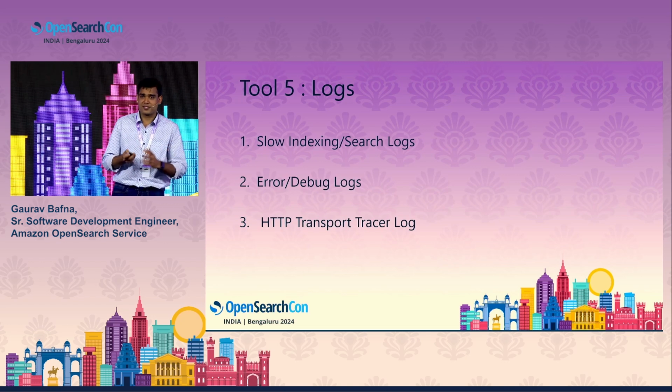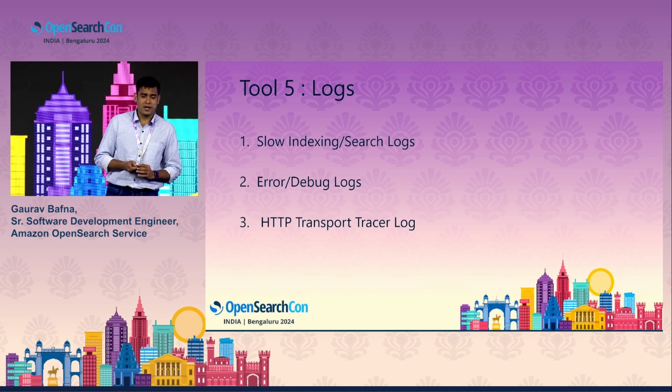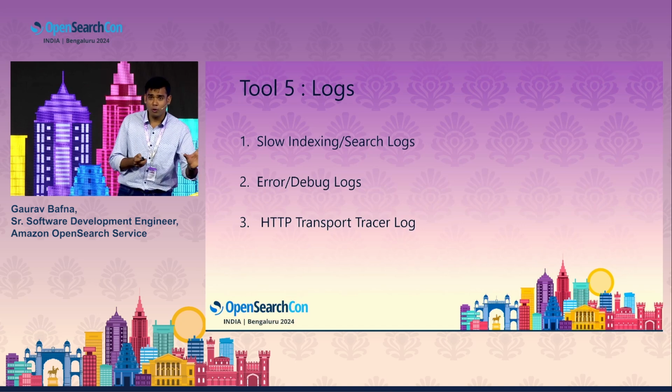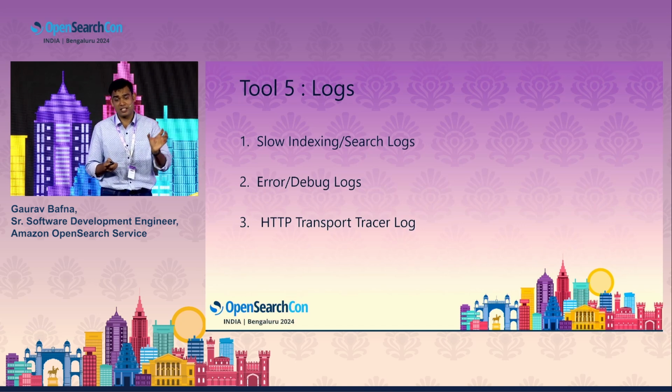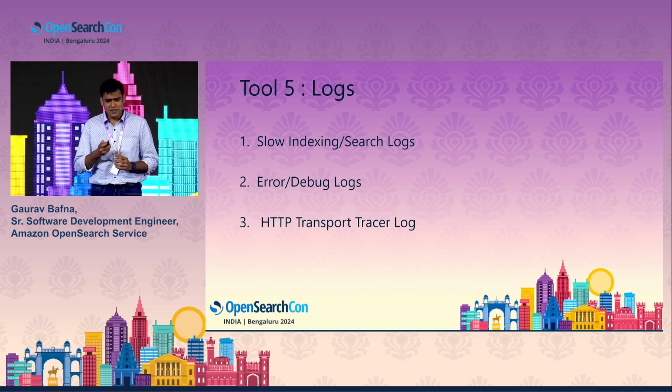I'll come to the most obvious thing that everybody knows of, but a few of the knobs here which we can use. The slow indexing and search logs. Here we can specify the thresholds beyond which I want to log my indexing request or search request, so you can see what queries are taking very high time.